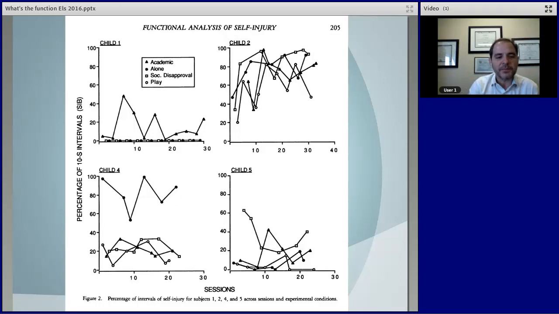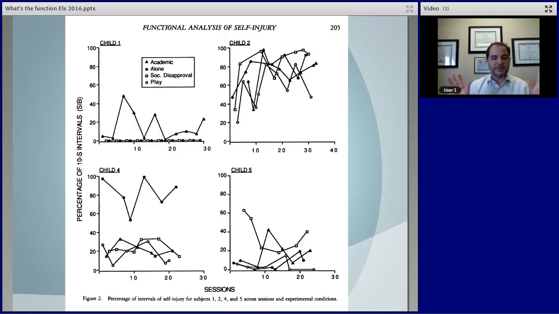And for child number one, you can see that the closed circles represent the academic condition. This is a condition in which I'm going to place academic demands on him. Only academic demands. And if he engages in problem behavior, I will give him a break from that academic demand. So this is the escape function, right? I make you work until you engage in problem behavior. And when you engage in problem behavior, I give you a break.